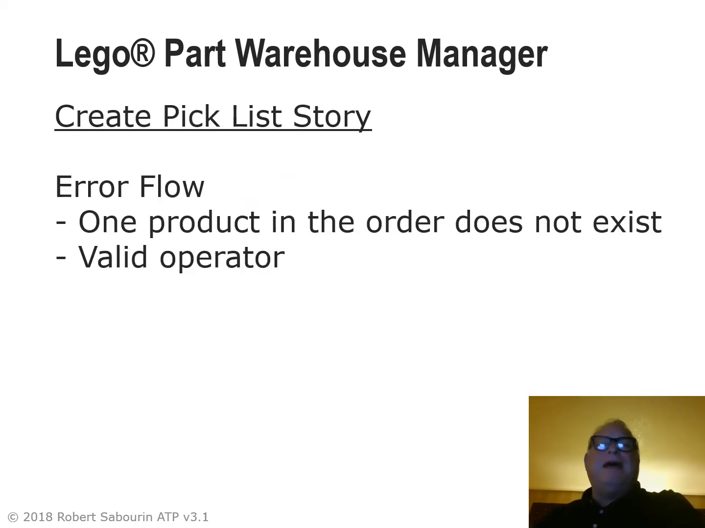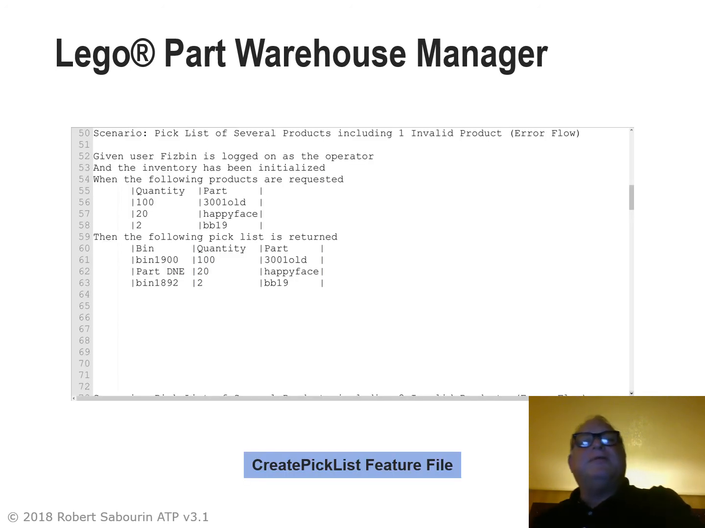And for every user story, there's probably several error flows. Frankly, a story usually has one normal flow, several alternate flows, and several error flows. So in this case, we have: what if one product in the order does not exist, but the operator is valid? So the Gherkin script might read like this.